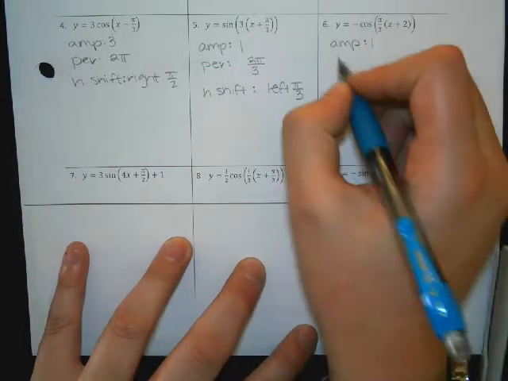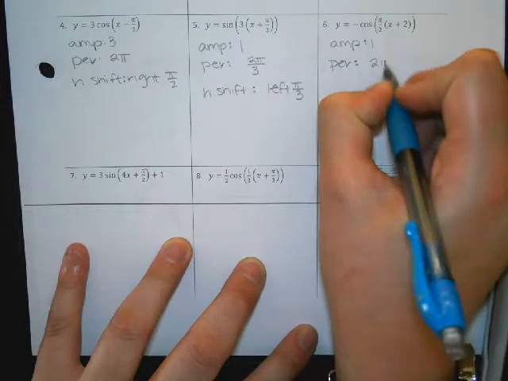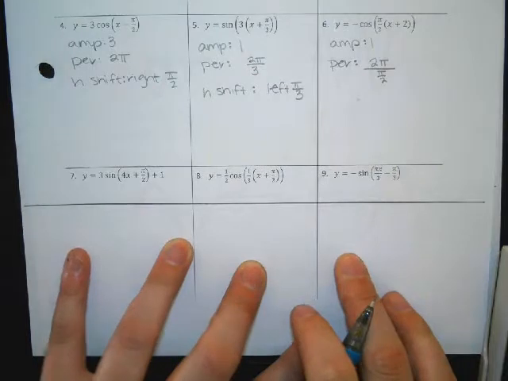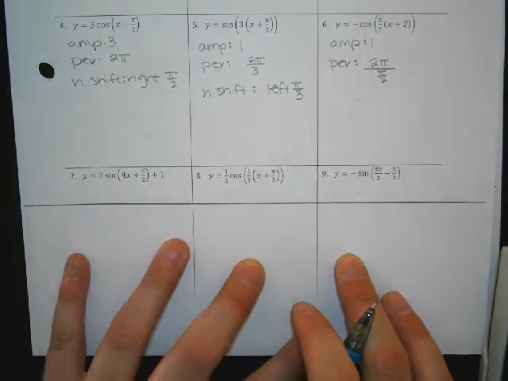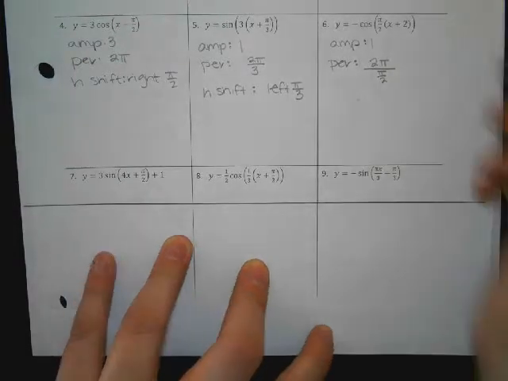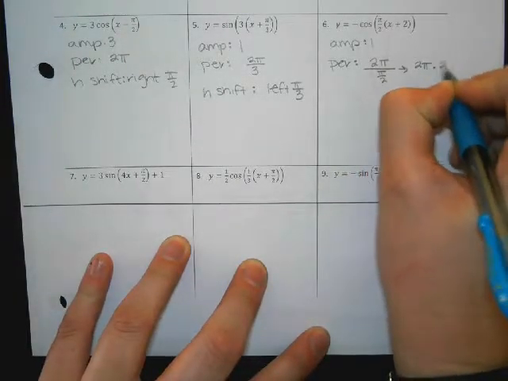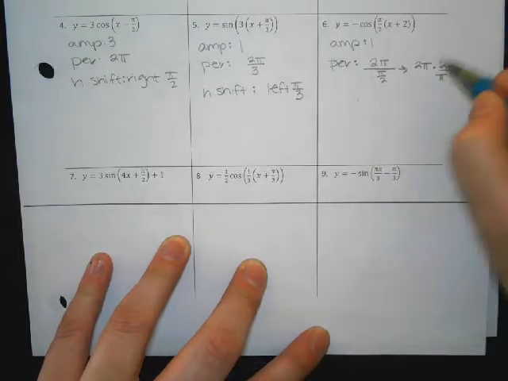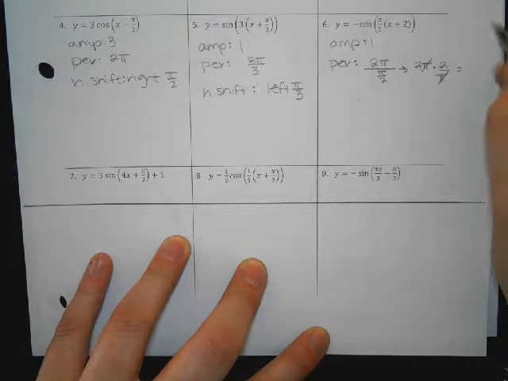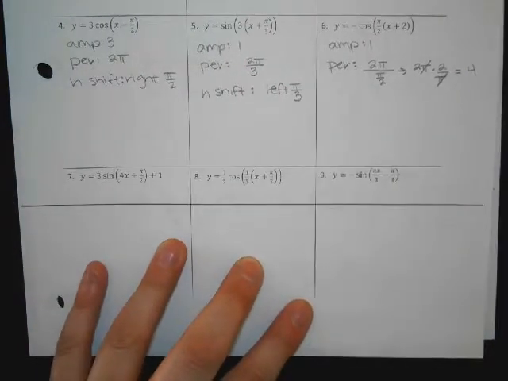So here we're going to say the period of the graph is 2 pi divided by pi halves. And I am going to keep it, change it, flip it. The pi's cancel, and the period of the graph is just 4. There's no pi. Just 4. Plain old 4. No pi.